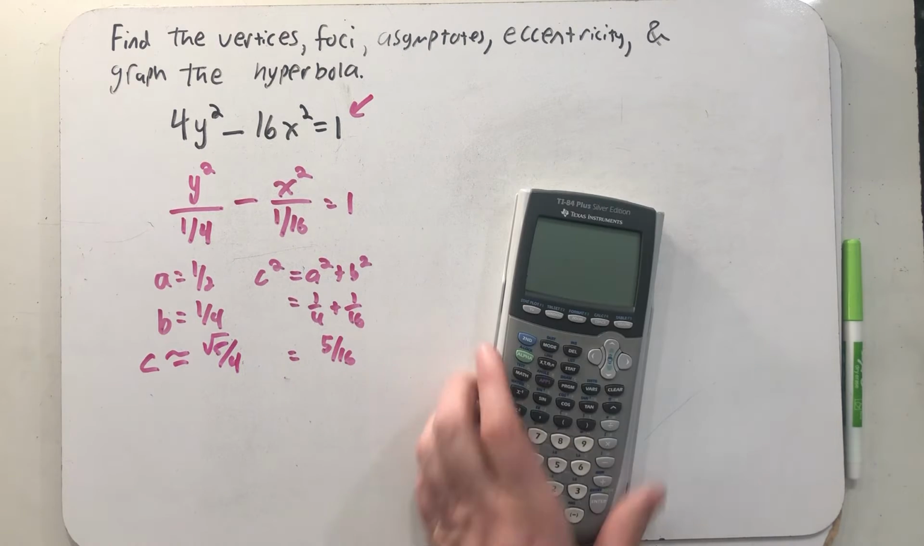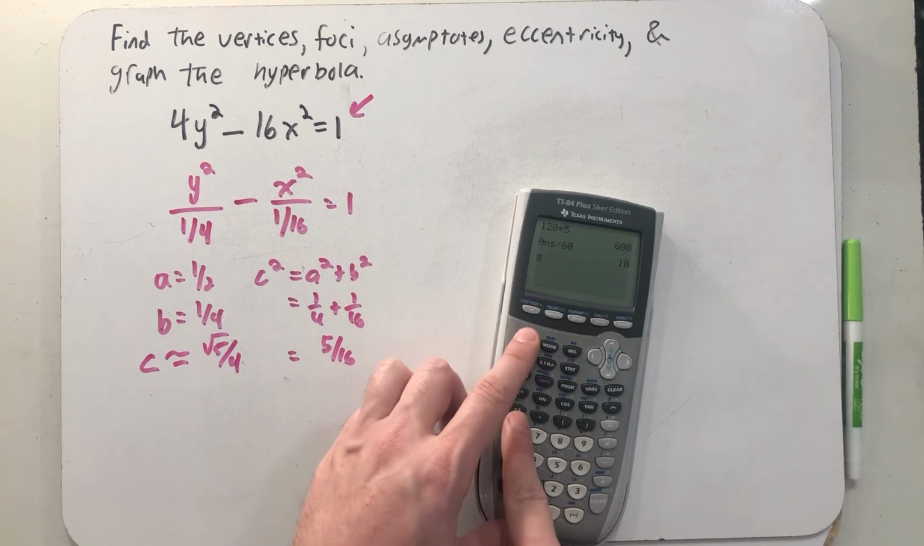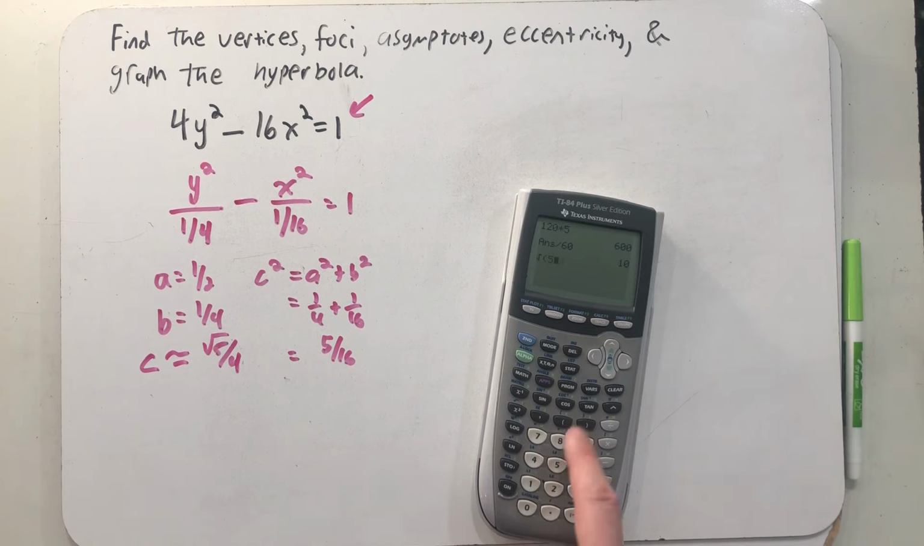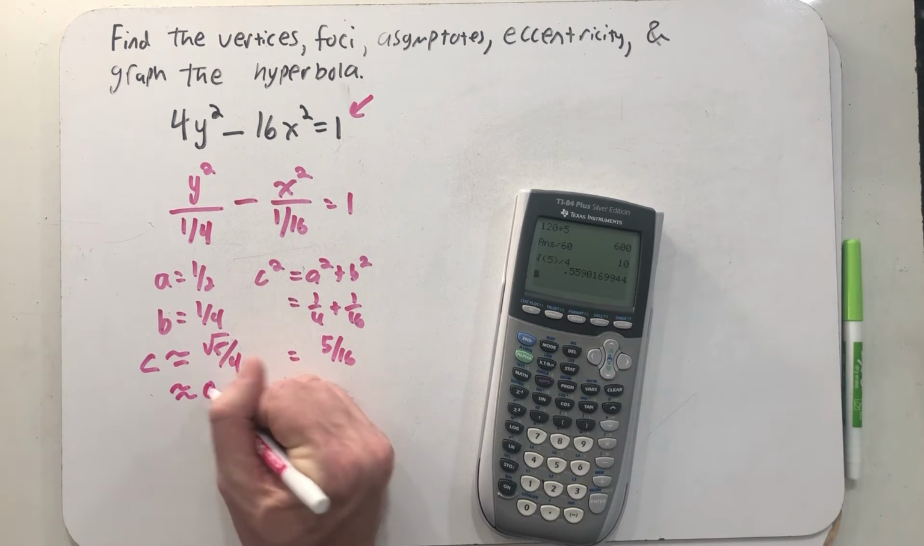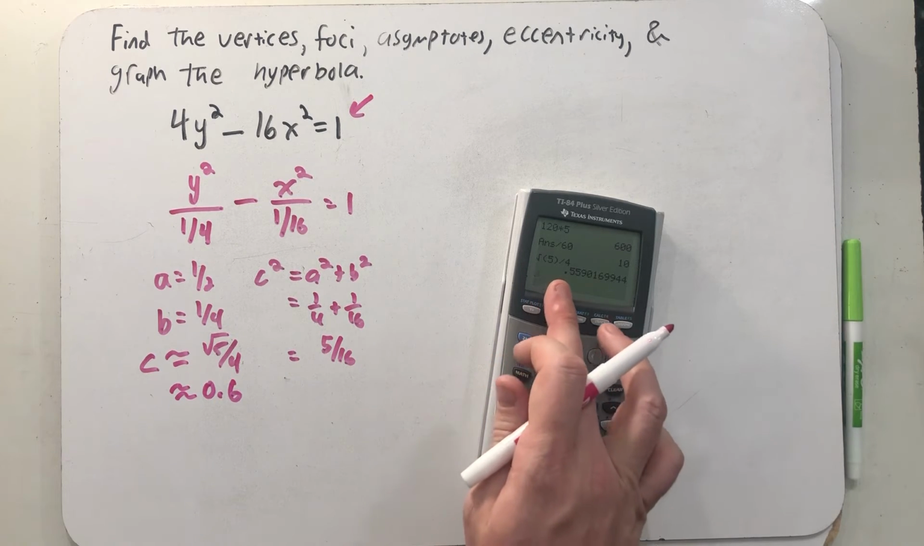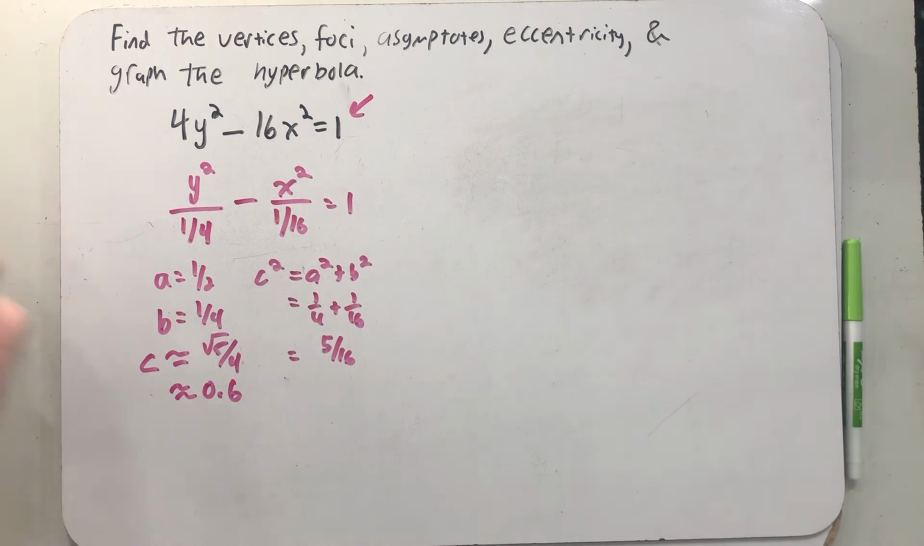And in a little while, we'll need to know a decimal approximation for that. So I'm going to go on and grab my calculator. The square root of 5 over 4 will be about 0.5590. But I think one decimal place will be good enough for my drawing here in a moment.